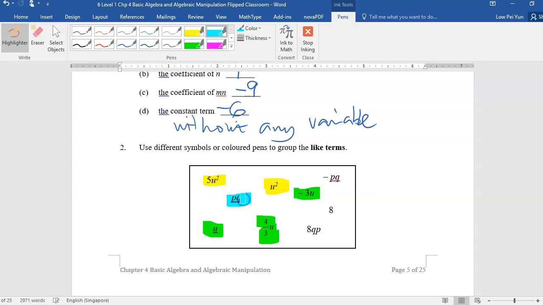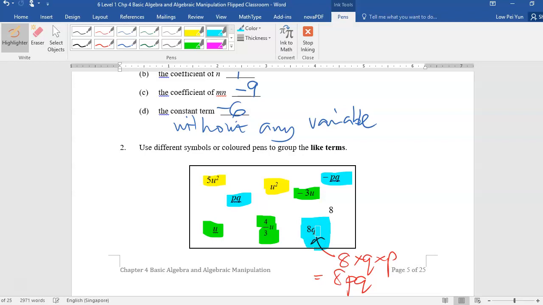Now let us use turquoise. I see PQ and negative PQ. And I think that's about it. Oh, Mrs. Liao nearly got tricked. Oh, yes, this one. PQ. 8 times Q times P is the same as 8 times P times Q. My goodness. I nearly got tricked by this question.